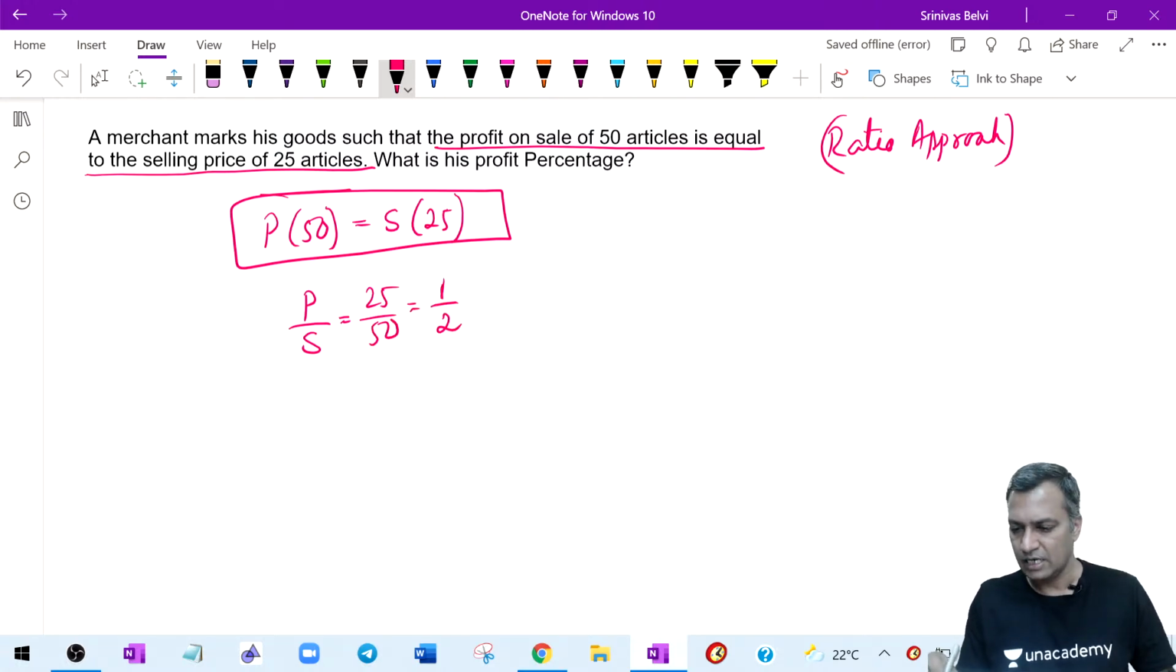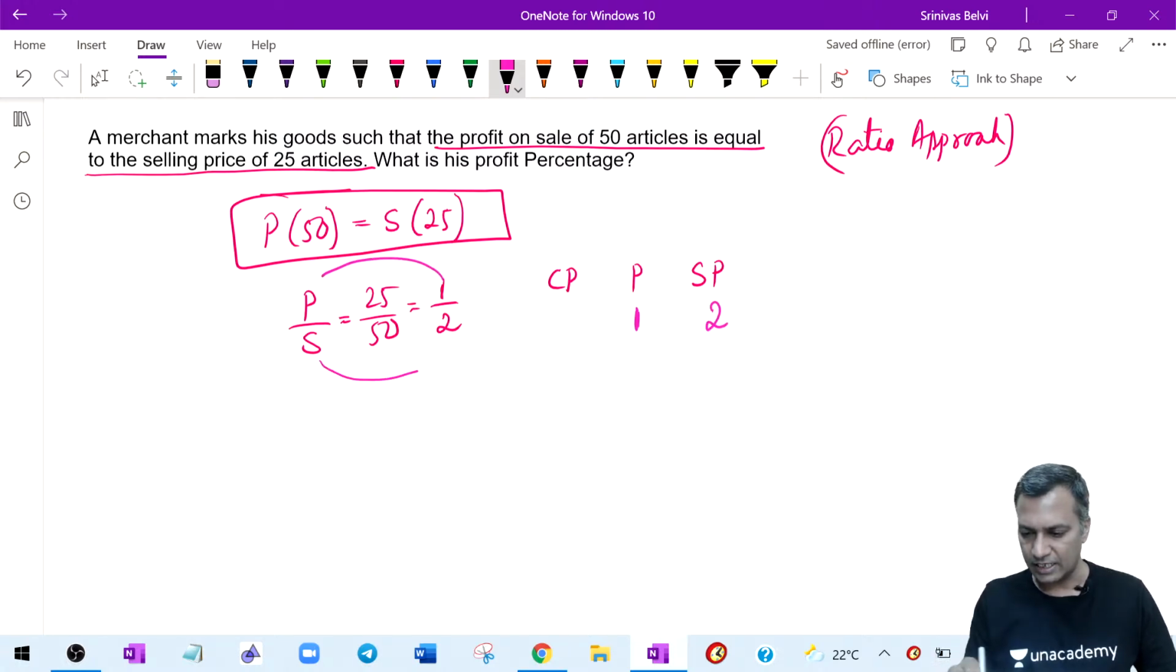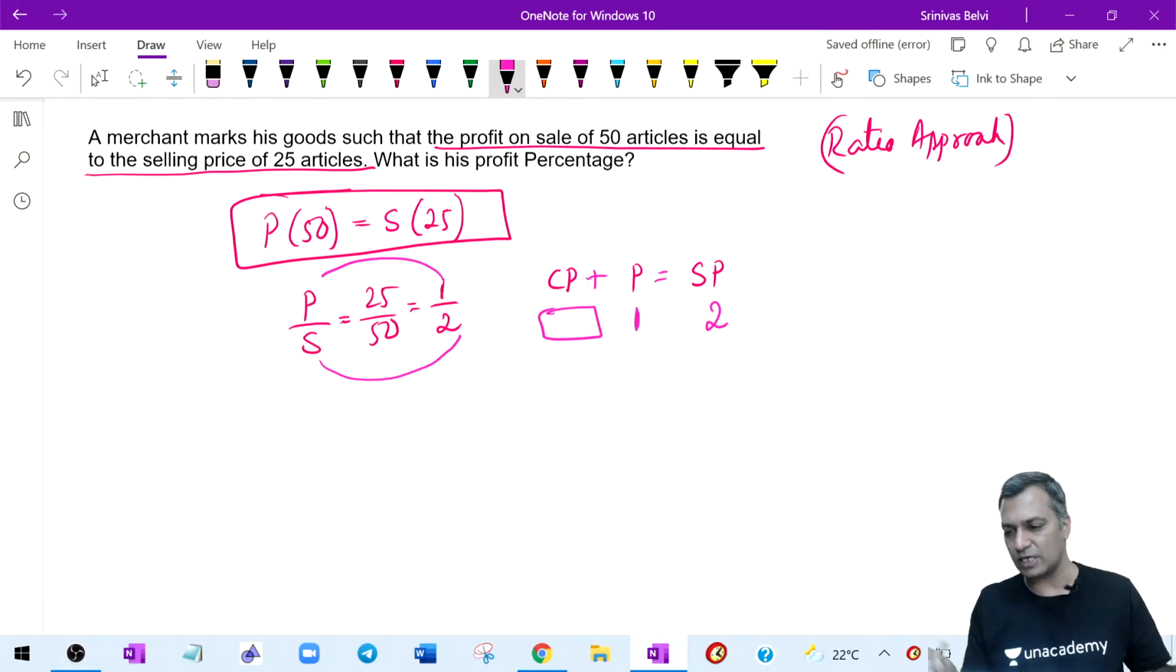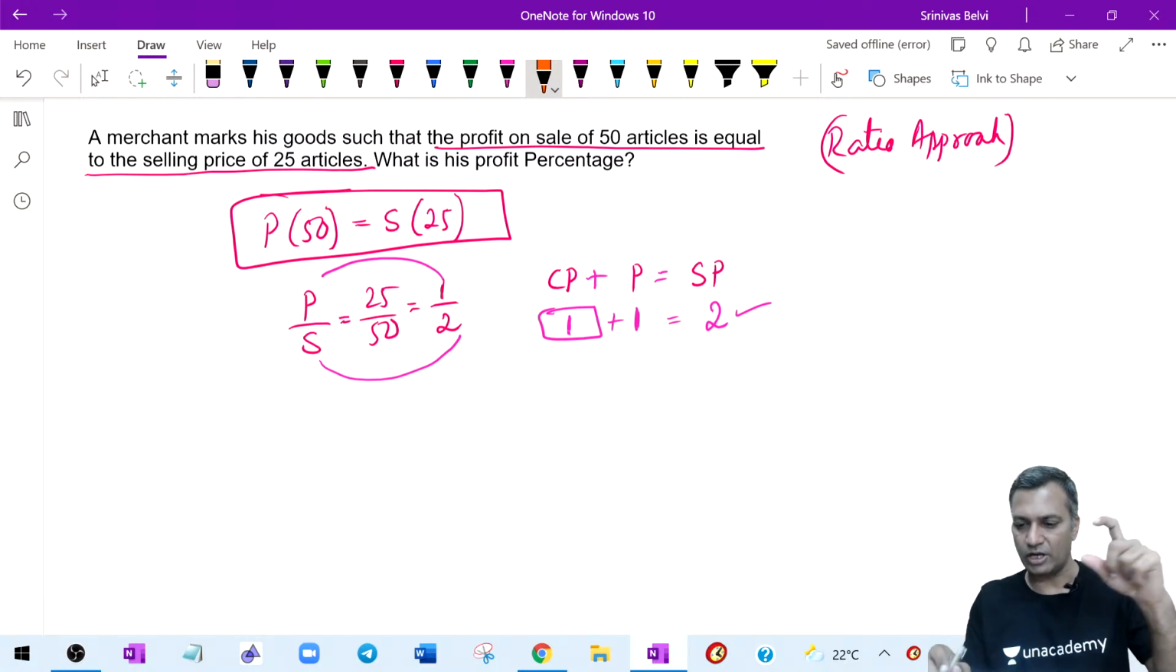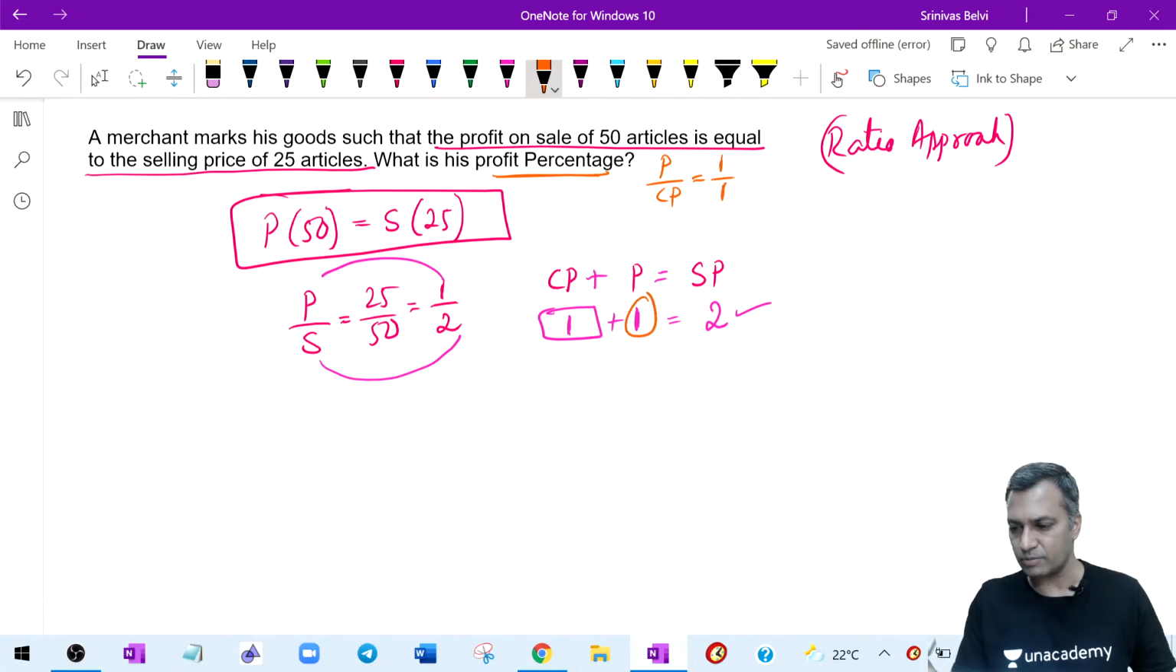So three components. If there is a profit and a selling price, there is also a cost price. What is the profit? 1 rupee. What is the selling price? 2 rupees. Then what should be the cost price? Cost price plus profit is equal to selling price. 2 is already here, 1 is here. Therefore, this number should be 1. Profit percentage is profit divided by cost price. What is profit? 1 rupee. What is cost price? Another 1 rupee, which is nothing but 100%.